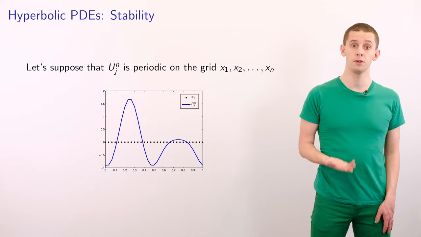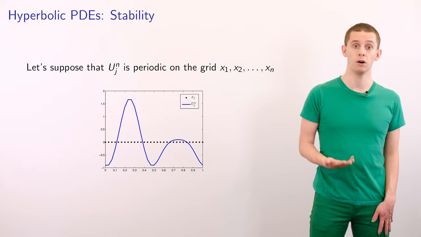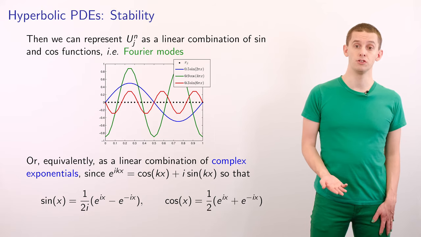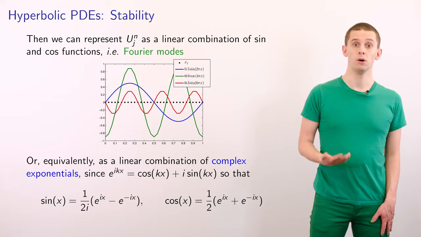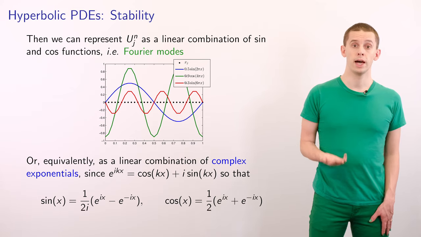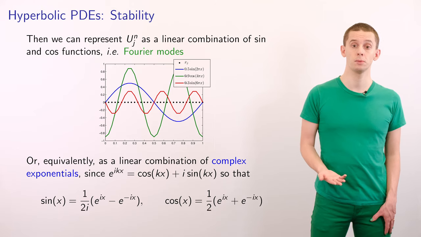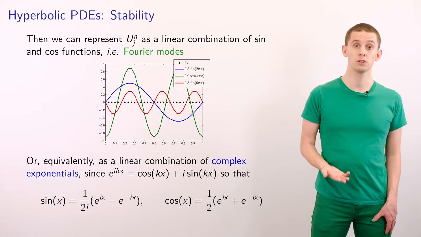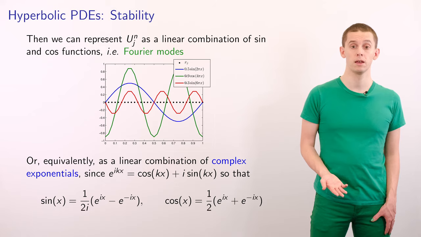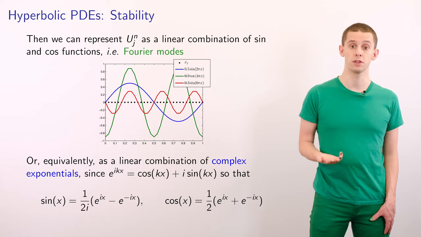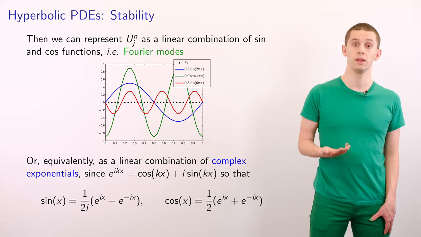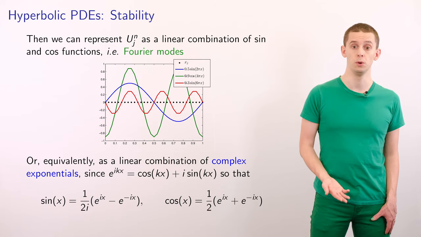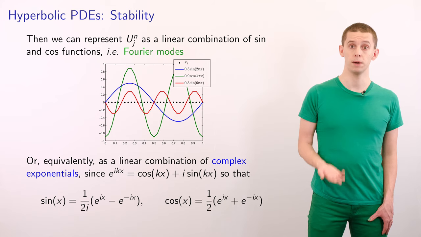So let's suppose now that our numerical solution, u_j^n, is periodic on a grid x_i. Then we can represent u_j^n as a linear combination of sines and cosines, or in other words, Fourier modes. And equivalently, we could represent our solution as a linear combination of complex exponentials, since e^{ikx} is equal to cosine kx plus i sine kx. And from this relation, we can deduce that sine x is equal to 1 over 2i times (e^{ix} minus e^{-ix}), and cosine x is equal to 1 over 2 times (e^{ix} plus e^{-ix}).